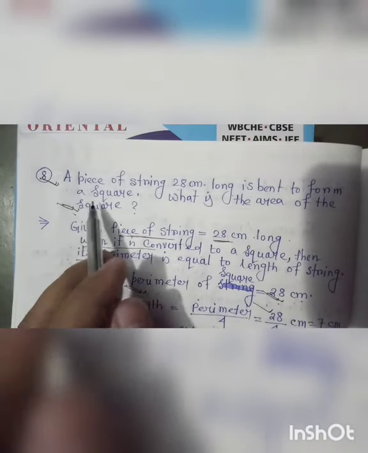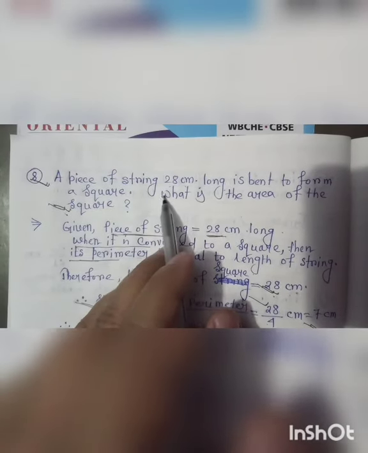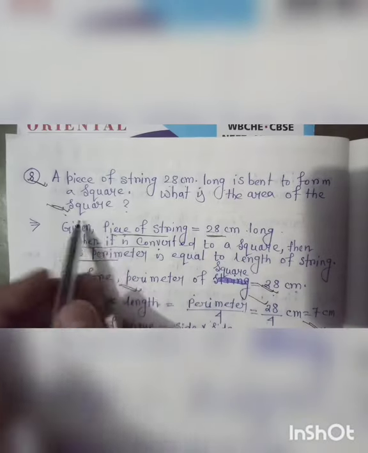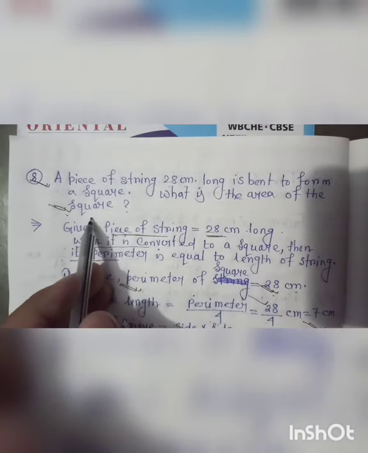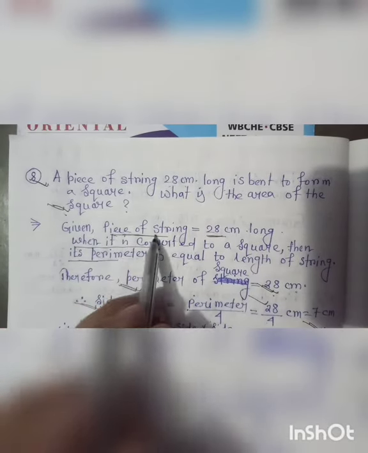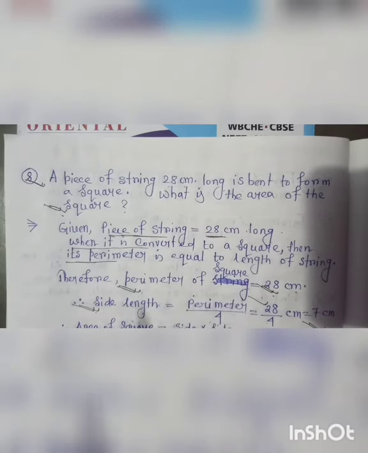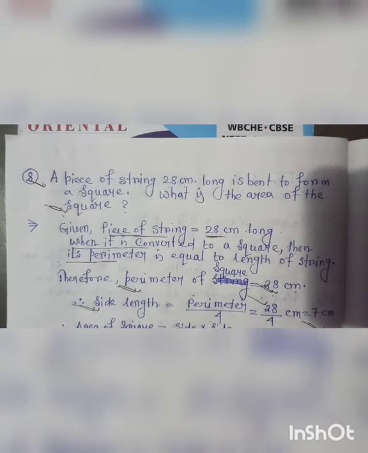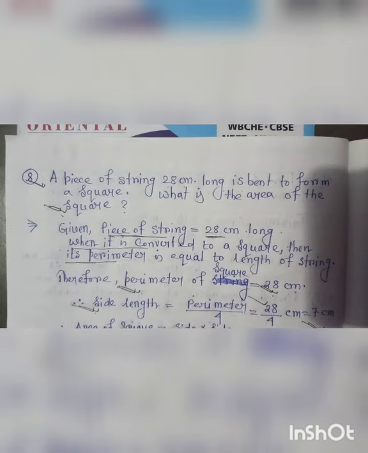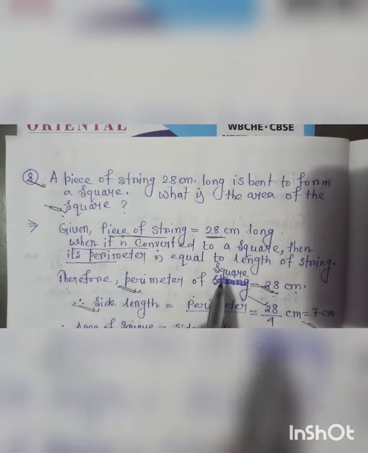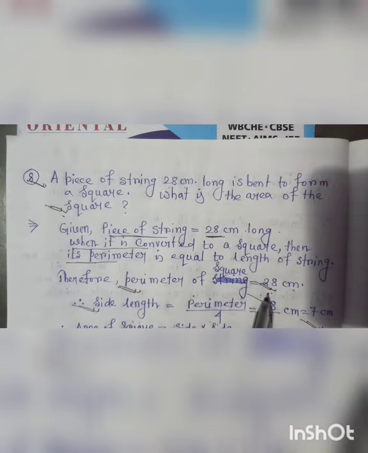Problem number 8. A piece of string 28 centimeter long is bent to form a square. What is the area of the square? That is, the piece of string is 28 centimeter. Now the question says the piece of string is converted to a square form. What does it mean? That means the perimeter of the square will be equal to the total length of the string. So therefore perimeter of the square will be 28 centimeter.